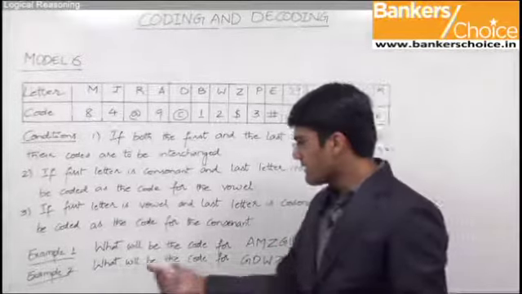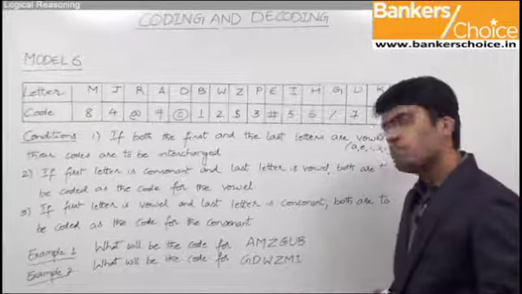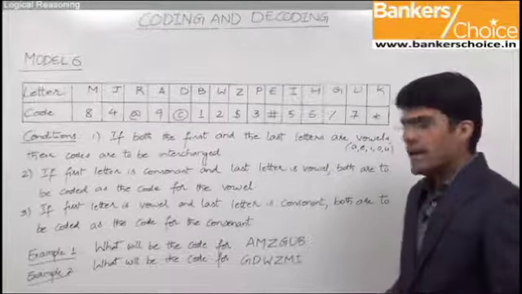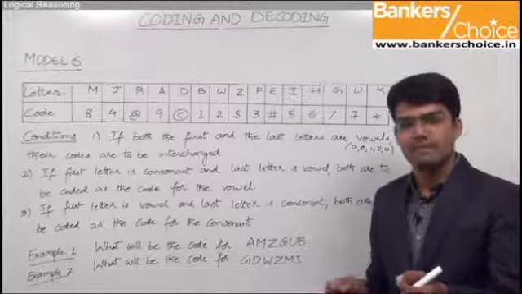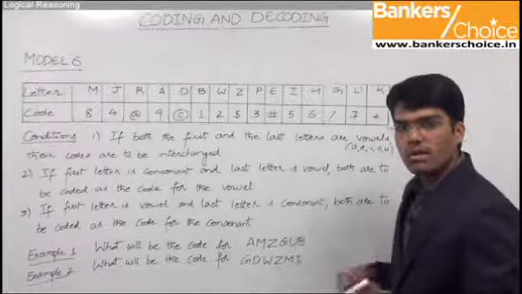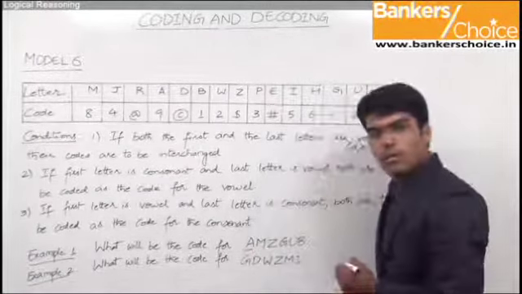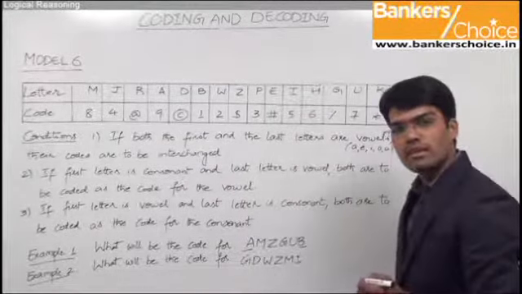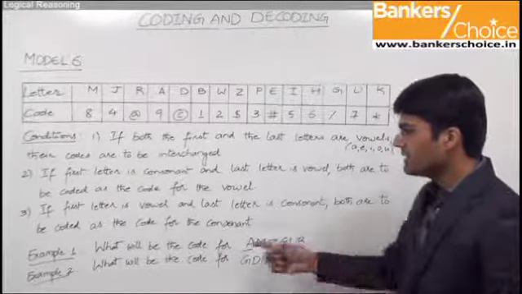The first question here is what will be the code for AMZGUB? So this is the given word, that is AMZGUB. Now as we have seen, the conditions are based only on the first and the last letters. So let us identify the category of the first and the last letters and do the coding as given in the conditions. So here, the first letter is a vowel, that is A, and the last letter is a consonant, B.